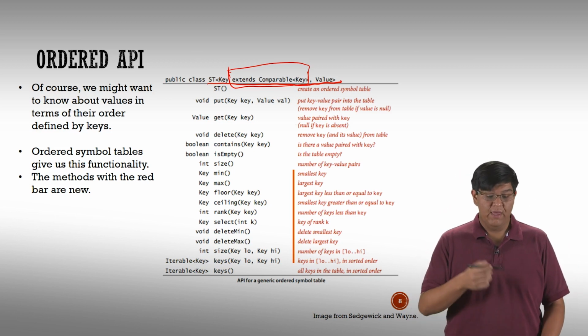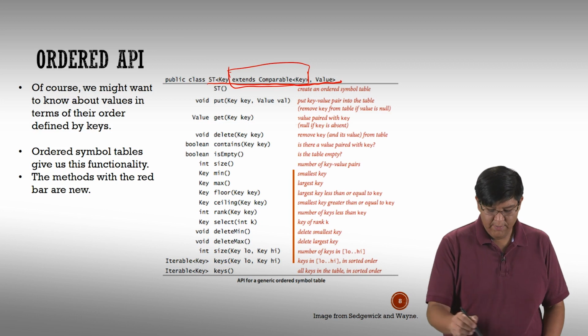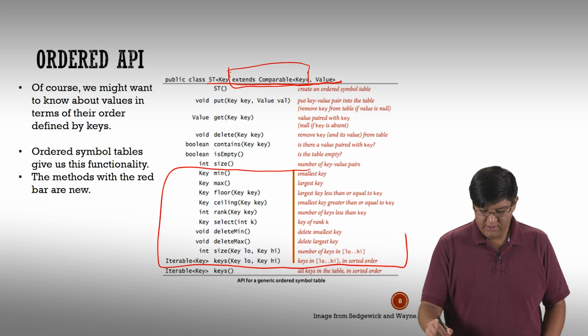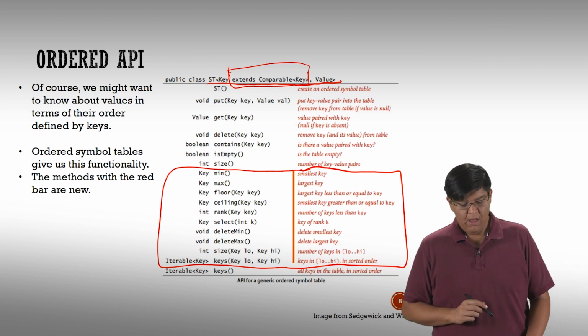And when we do that, we basically get a whole bunch of other functions. So we're going to add a whole bunch of stuff. The things that are new are basically these things on the bottom. This stuff here is all new. The other stuff is what we had in the previous example, the normal symbol table. So let's take a look.